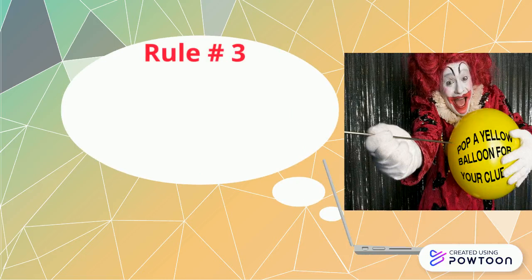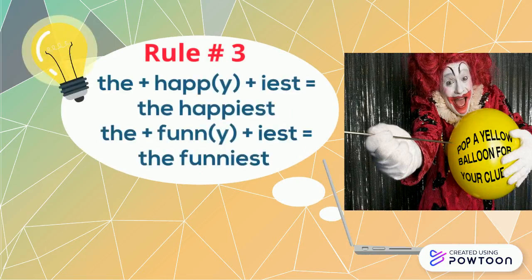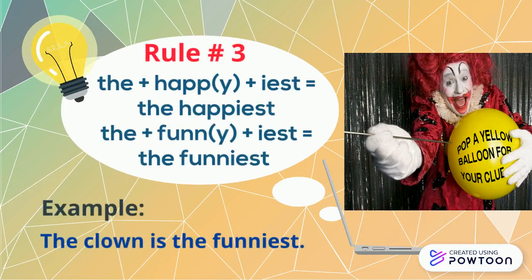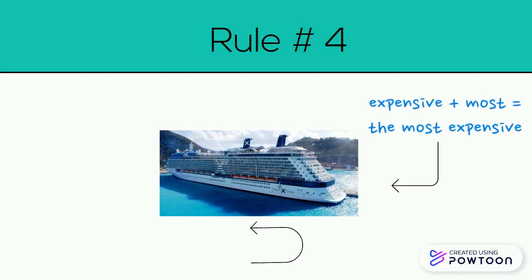Number 3, we have adjectives that finish with y. You replace the y with i and add -est. For example, the clown is the funniest. Rule number 4. For long adjectives like expensive, you have to add "the most" before the adjective. So, for example, the cruise is the most expensive.